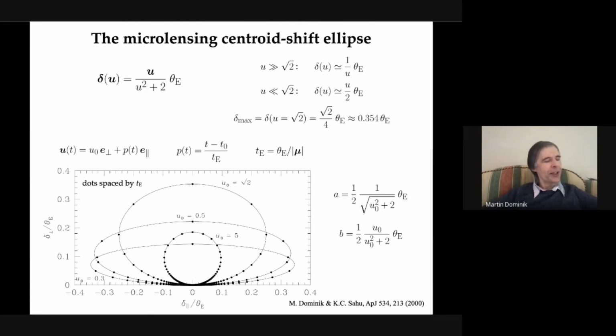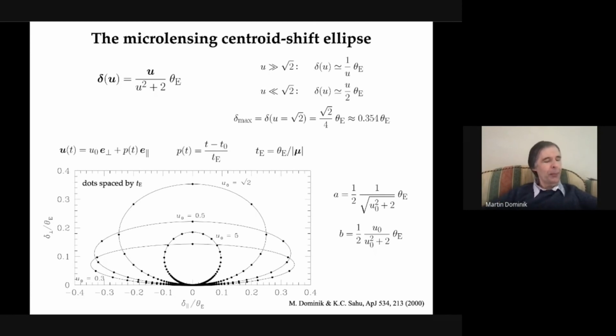Given that the centroid shift approaches 0 for both large and small separation, there must be a maximum. And in fact, for an angular separation of square root 2 times the angular Einstein radius, a maximal centroid shift of square root 2 divided by 4 theta E, approximately 0.354 theta E, occurs.